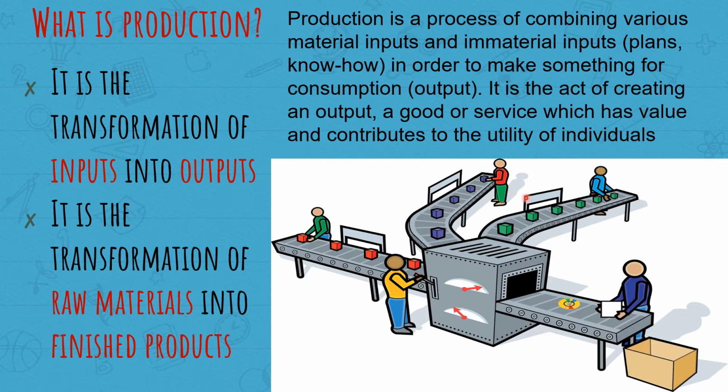So that means that production is a process that combines various material inputs and immaterial inputs like know-how in order to make something for consumption or output. It is the act of creating an output, a good, a service, or a product which has value and contributes to the utility of individuals.